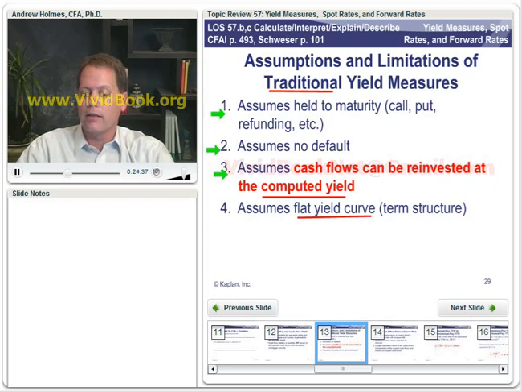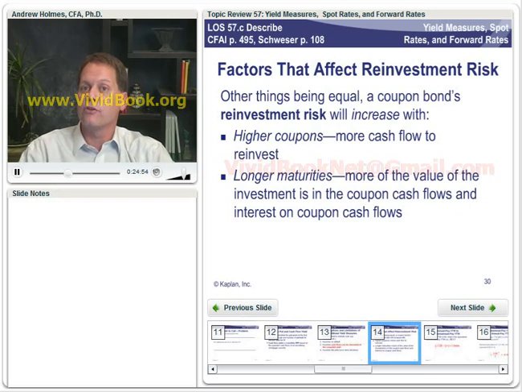So that's a lot of assumptions, and that's why the promised yield, like I said, should probably be called the broken promised yield, because you're probably not going to earn exactly that, if for no other reason because of the reinvestment stuff, right? So some bonds have more reinvestment risk than others. So what's going to make bonds have high reinvestment risk?